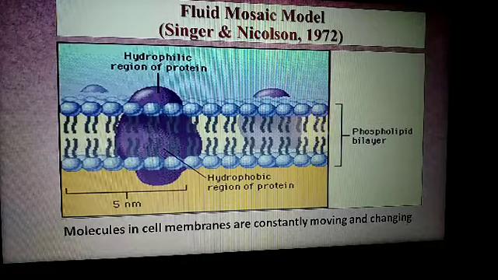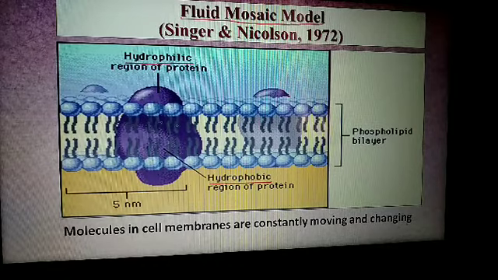It has a fluidity nature, and as I have told earlier, the head region of the phospholipid molecule is made up of hydrophilic, and the tail region is made up of hydrophobic. Here you can see in the figure nicely. So this is the most widely acceptable model of the plasma membrane or cell membrane, that is the fluid mosaic model. This is very important information regarding the structure or the model of the cell membrane.